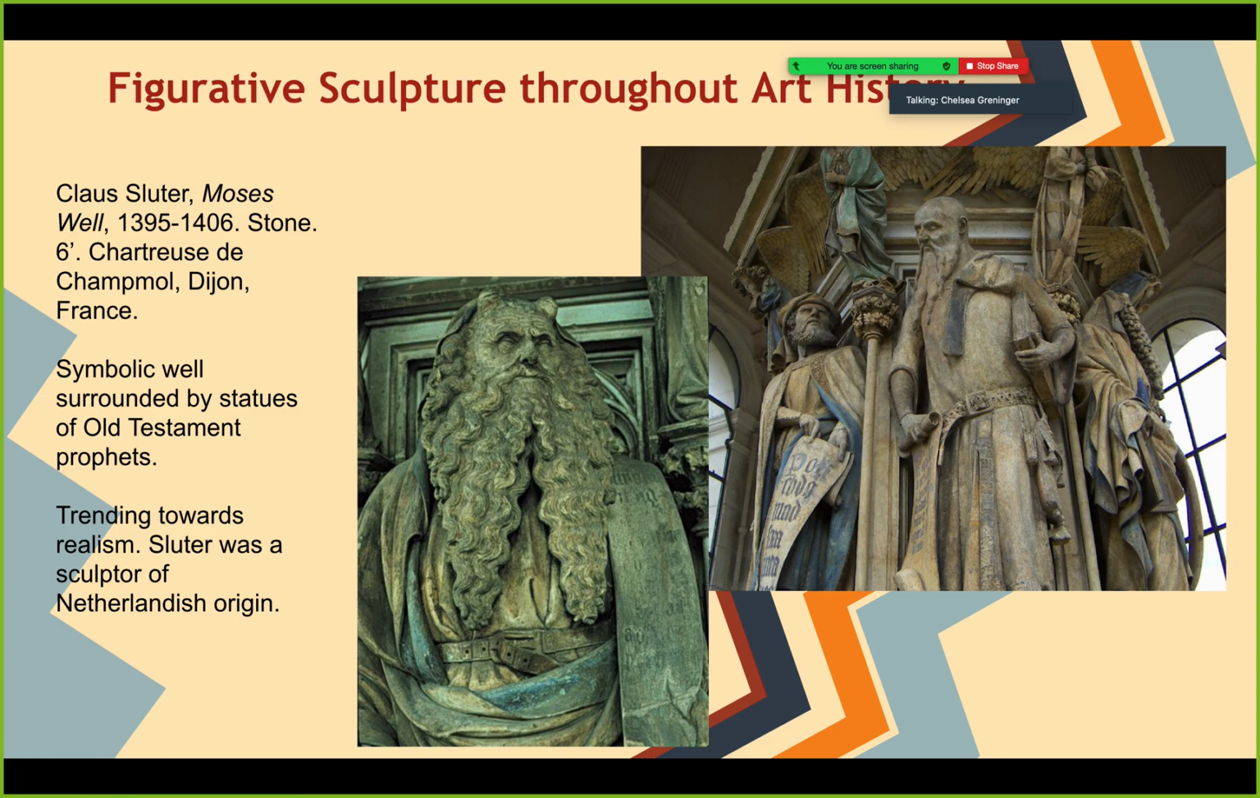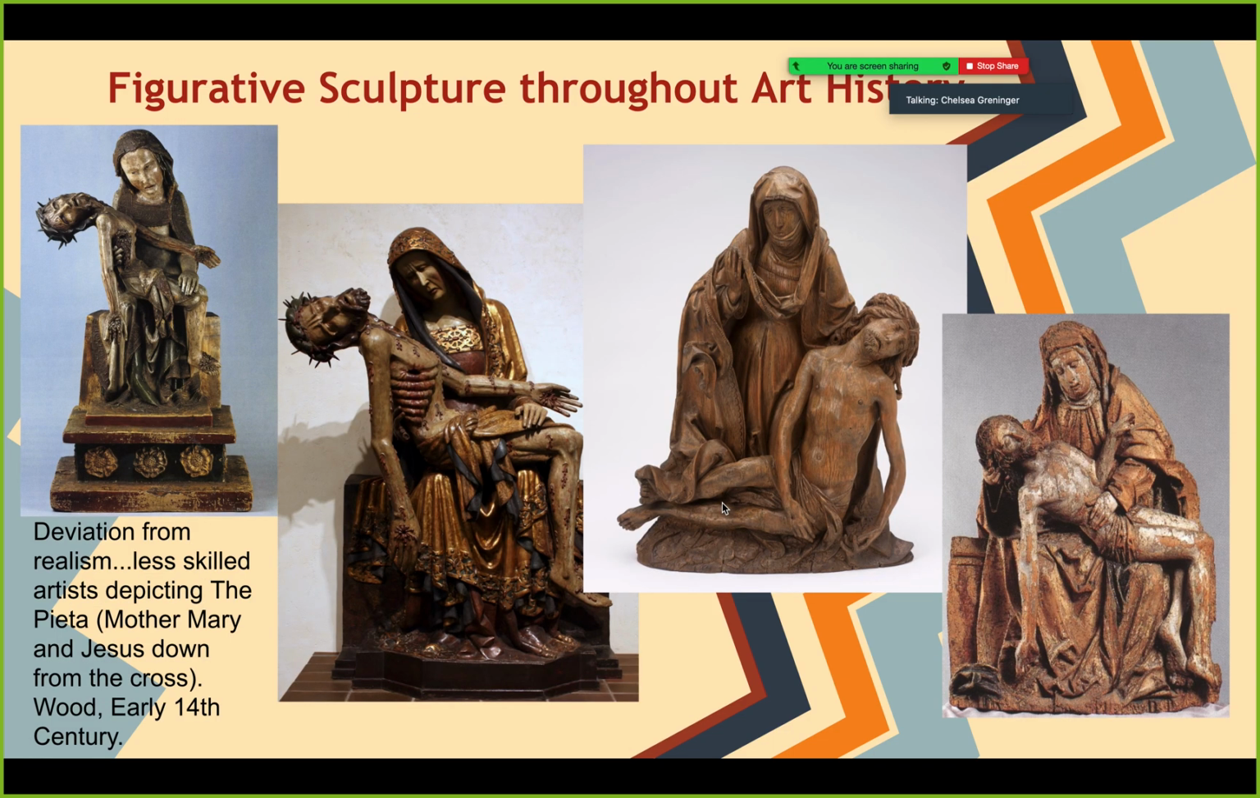So this artist's name was Sluter. He was Netherlandish of origin, and we're starting to see a lot more texture, gesture, fabric, belts, staffs, angels, wings, feathers, all of these things getting much more detailed.